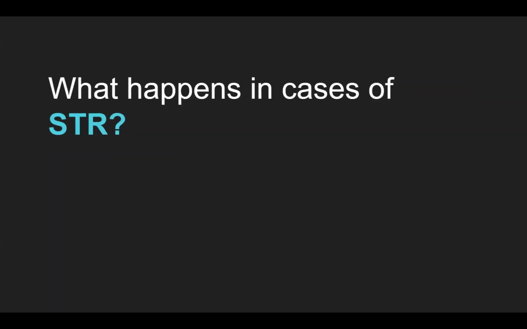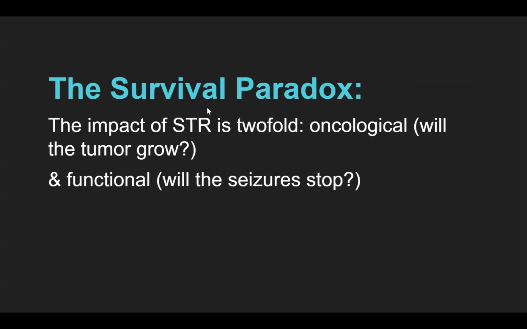But what happens in the cases of subtotal resection? For example, the tumor was involving the eloquent areas, and you were not able to get it out completely, but the pathology came positive for MYB alteration. That means this is a grade 1 tumor. What happens is there is a survival paradox. The impact of subtotal resection is going to manifest in two different ways. One will be oncological and one will be functional.